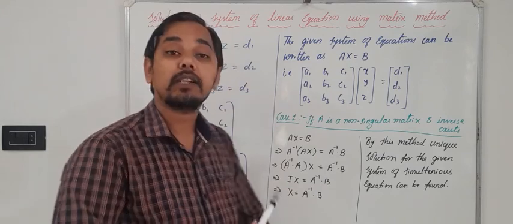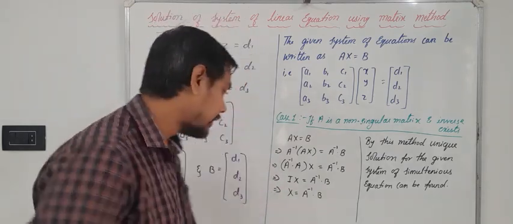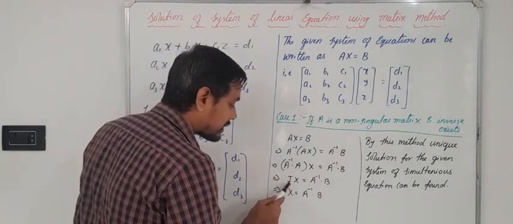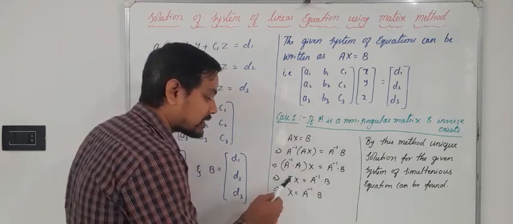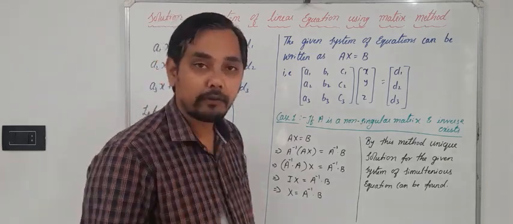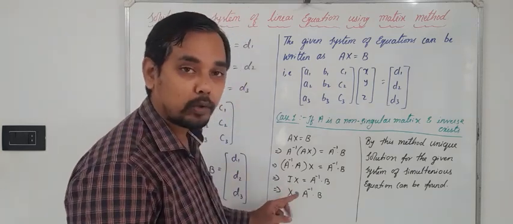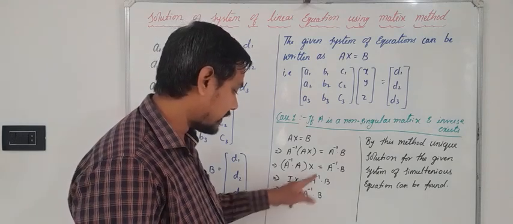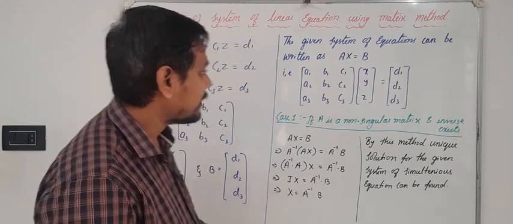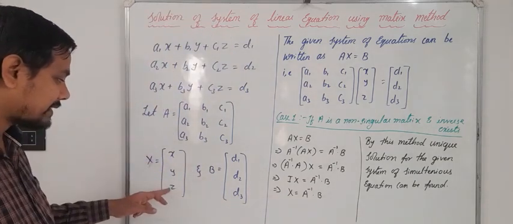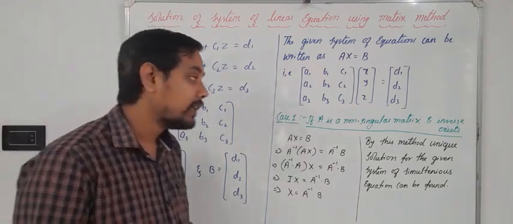What is A inverse into A? We know that the inverse exists, and A inverse into A is nothing but I, the identity matrix. So A inverse into A is replaced by I, x as it is, A inverse into B as it is. I into x will be nothing but equal to x. So this is x equal to A inverse into B. So here we are getting the value of x, that is, the values of x, y, z.